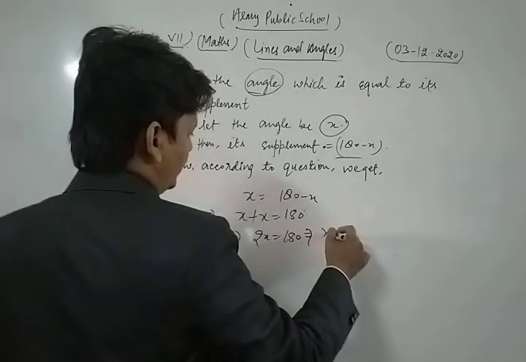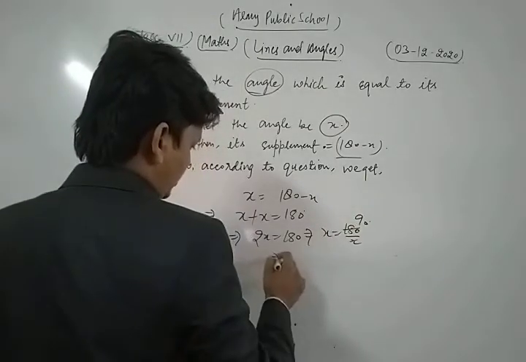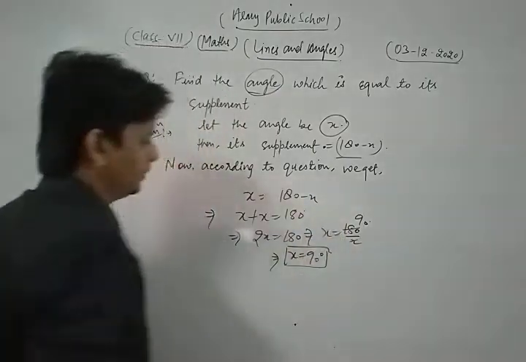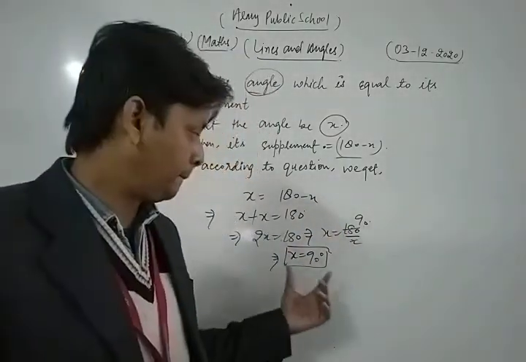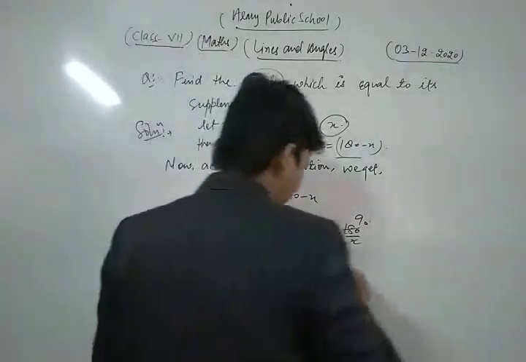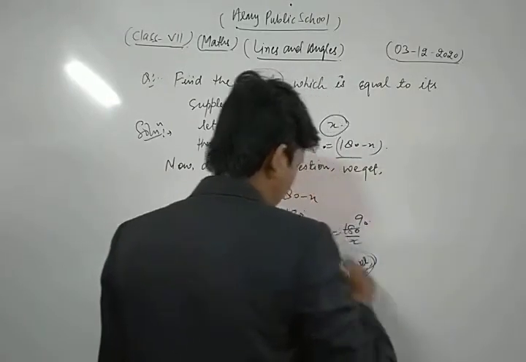That is, the value of x is 180 upon 2. 2 nines are 18, and a 0. Thus the value of x is 90 degrees. Thus, dear students, the required angle will be 90 degrees, which is equal to its supplement. This is our required solution of the given question.